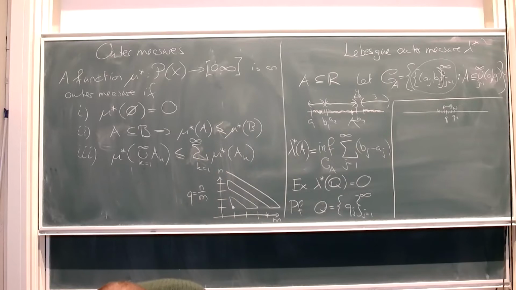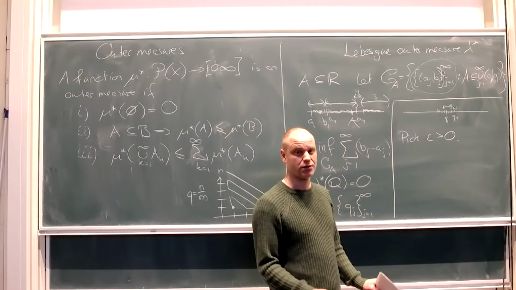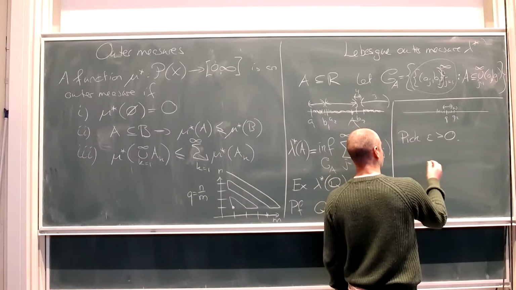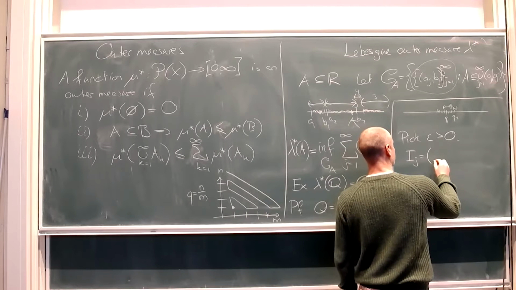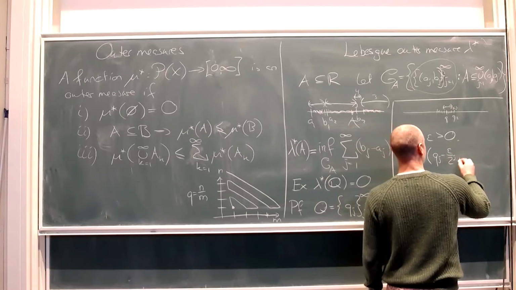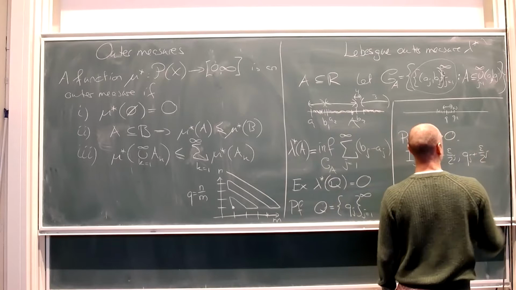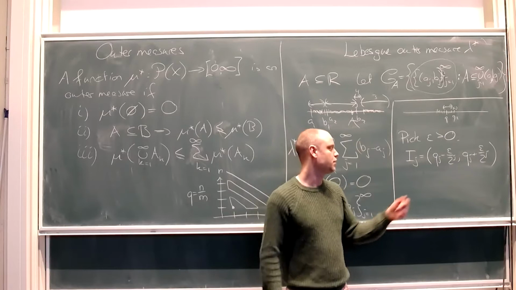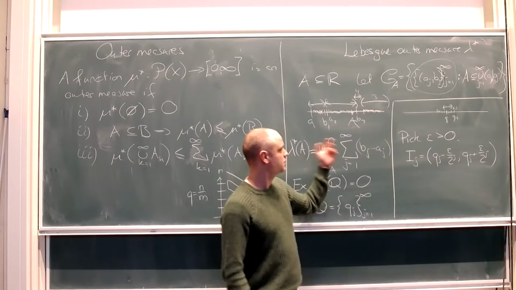So pick epsilon bigger than zero. This is the most common phrase of the entire course, so get used to it. This is now just any number. And then we define I_j to be equal to (q_j minus epsilon divided by 2 to the power of j, q_j plus epsilon divided by 2 to the power of j). So now this is an open interval with q_j in the middle. The length is epsilon divided by 2^j times the 2. So that's an interval, just like the a. This is your a_j, that's your b_j if you want.